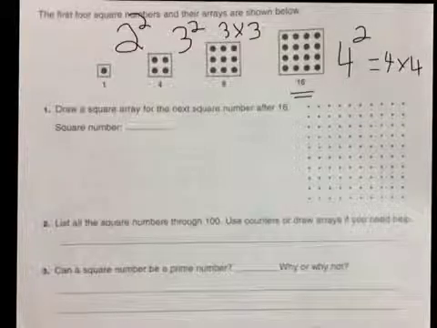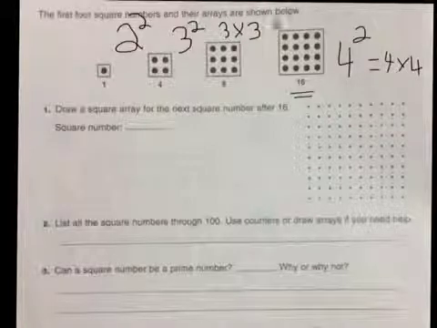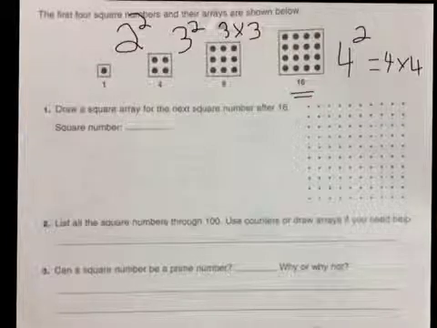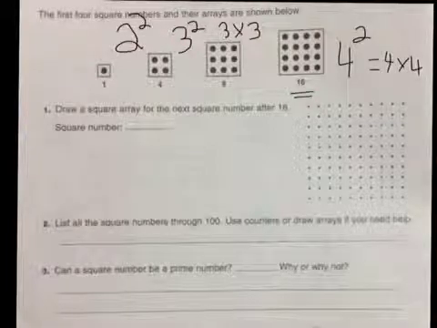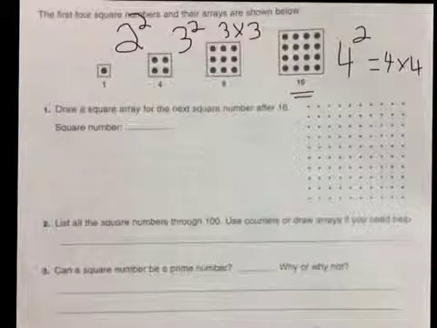Again, keep in mind, we have 4 times 4, 4 by 4. And then when you fill it in, you will get 16. Here we have 3 times 3, or 3 squared, 3 by 3. Here we have 2 by 2, 2 to the power of 2.